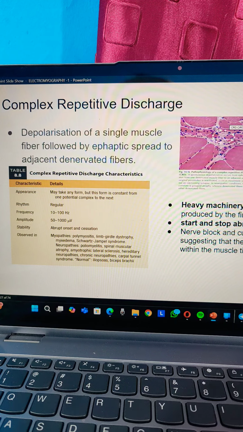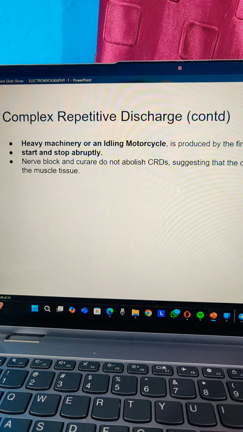Heavy machinery or an idling motorcycle sound is produced by the firing of complex repetitive discharges, which start and stop abruptly. Nerve block and curare do not abolish complex repetitive discharges, suggesting the origin of this potential is within the muscle tissue.